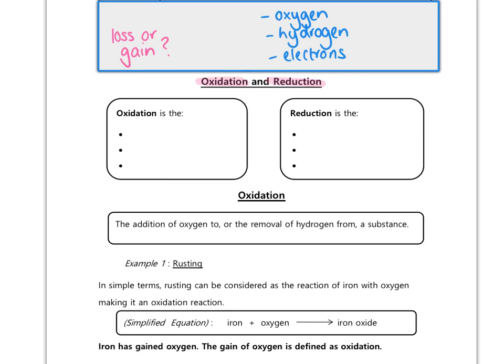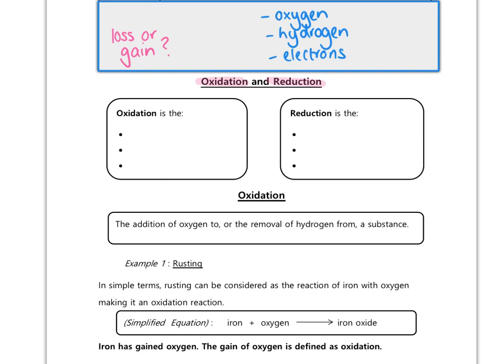So oxidation and reduction, we're going to define them in terms of the loss or gain of oxygen, hydrogen or electrons. It doesn't have to involve all of oxygen, hydrogen and electrons, but it has to involve the loss or gain of one of them. So we're going to have a look at what oxidation is in terms of oxygen, hydrogen and electrons, and what reduction is in terms of oxygen, hydrogen and electrons.